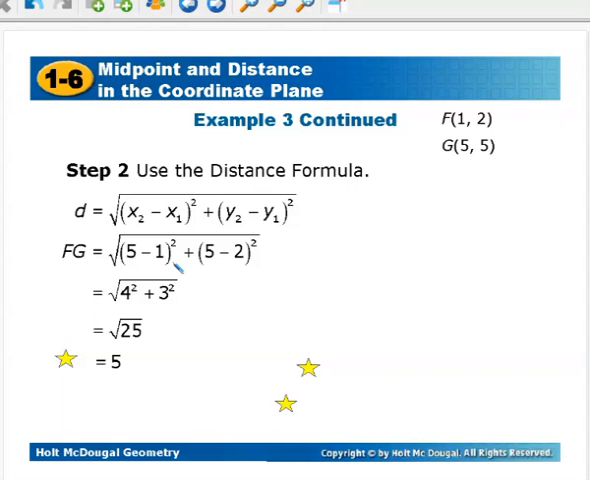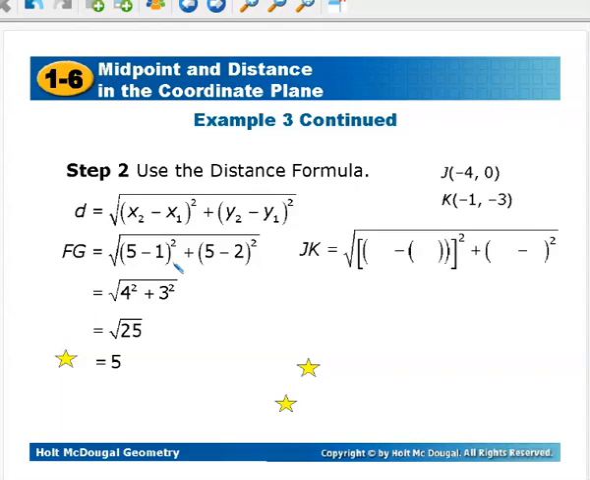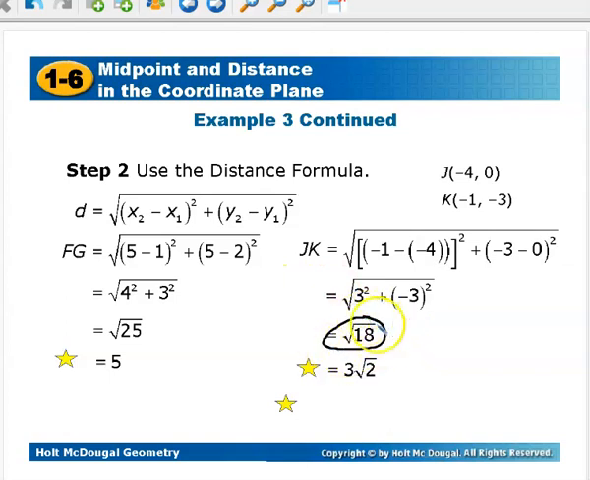So FG we know is a length of 5. Good. Okay, let's find JK now. So we'll focus on my next 2 points. Same process. X values first, y values second. Simplify the expression. Okay, now here we're getting a square root, and we are kind of rationalizing this square root. That is what it's called. Rationalize, let's spell it right.